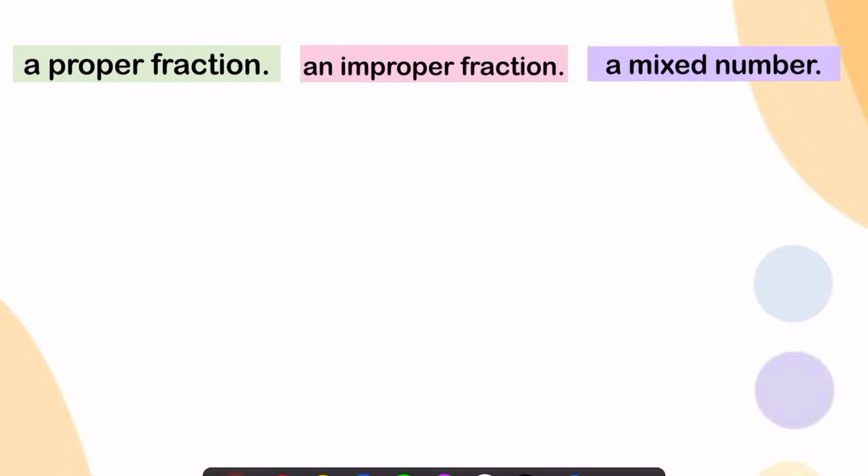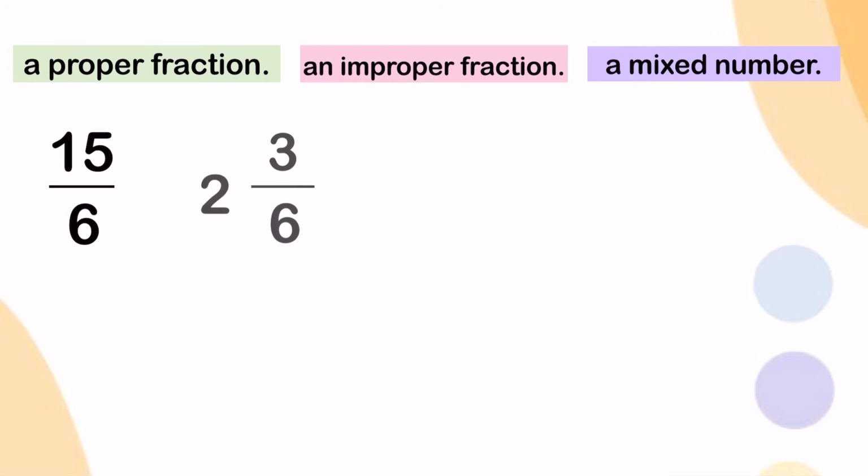Okay, so we have 3 types of fraction, as you can see. A proper fraction, an improper fraction, a mixed number. Can you tell me 15 over 6, what type of fraction is it? So 15 over 6 is an improper fraction, right? It is an improper fraction because the numerator is greater than the denominator. So we call an improper fraction. 2 and 3 over 6 is a mixed number, right?